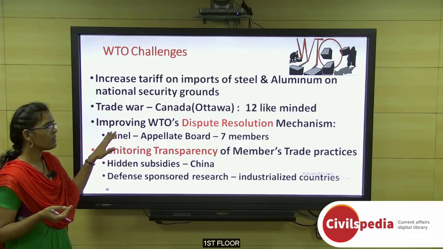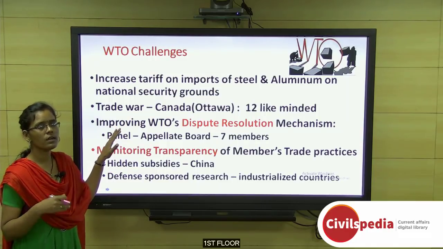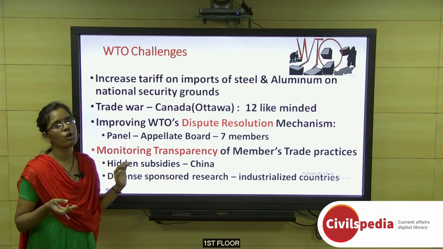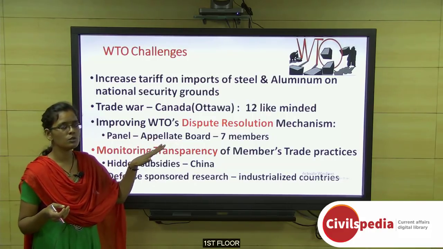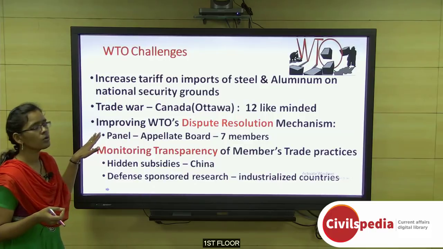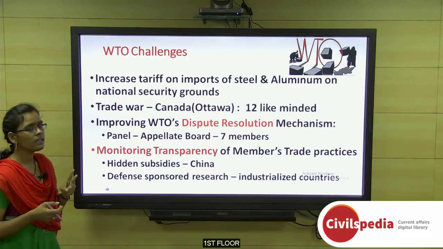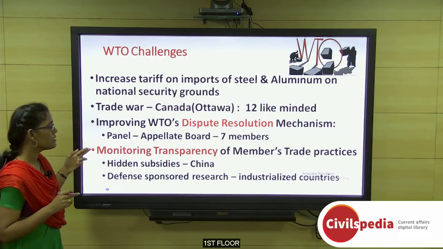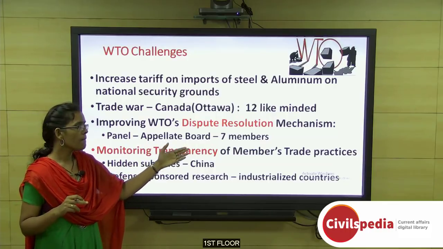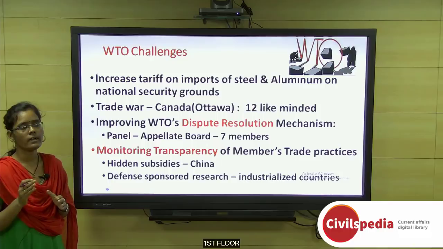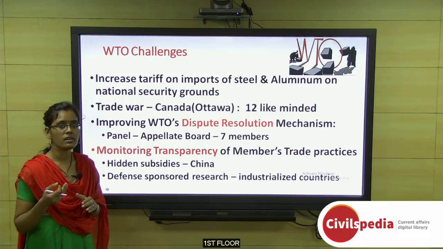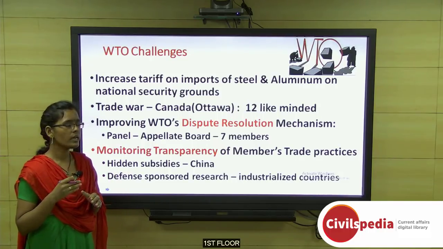So they said that the WTO will go further by leaving out the US, and they are going to appoint these new members. That is the first issue with respect to dispute resolution. They wanted to strengthen this dispute resolution mechanism. And the second thing with respect to the WTO challenges is monitoring and transparency of the members' trade policies. Because the US condemned the WTO, saying it is not curtailing China's hidden subsidies. So that is a major thing.